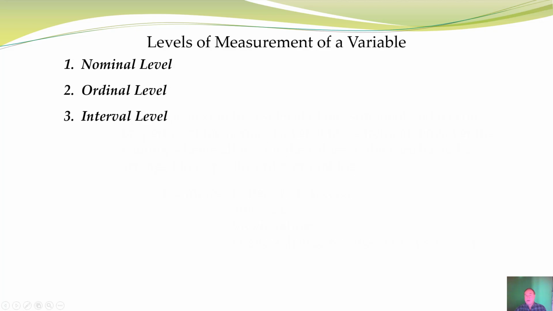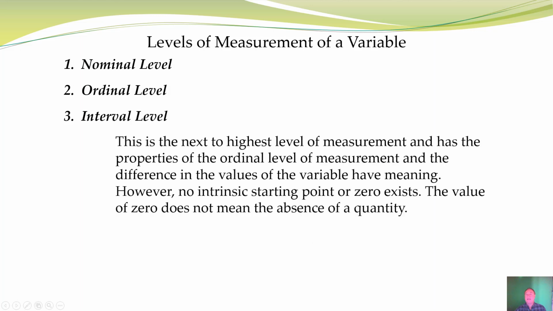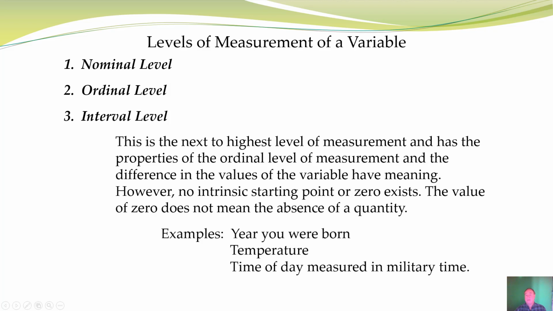Interval level. This would be your next level. This is the next to the highest level of measurement. It has the properties of the ordinal level of measurement, and the difference in the values of the variable have meaning. In this case, we're going to use numerical values. However, no intrinsic starting point or zero exists. The value of 0 does not mean the absence of a quantity.